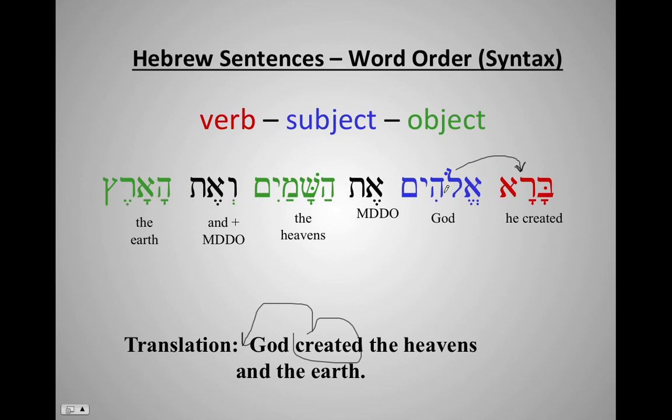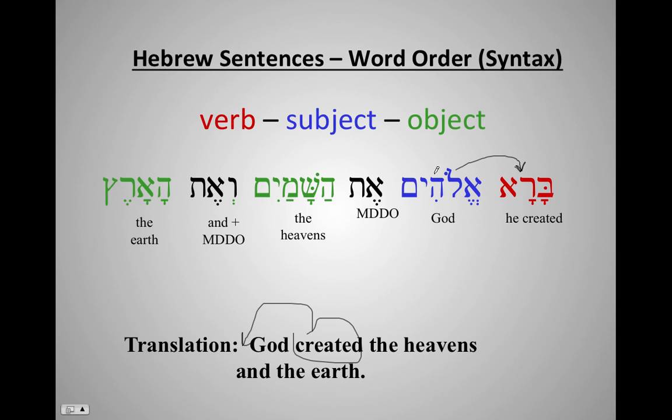So what we get is Elohim, or God created, bara. This is just a great example so you can see in Hebrew the verb actually comes first. So they're called verb first sentences. The verb comes first. This is a very typical thing in Semitic languages. The verb comes first, followed by its subject, followed by the objects of the verb.